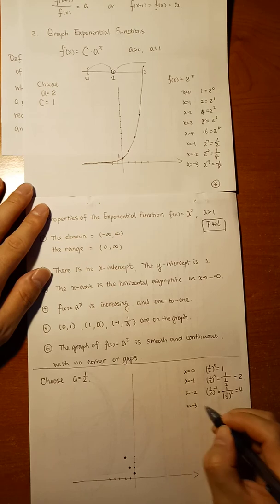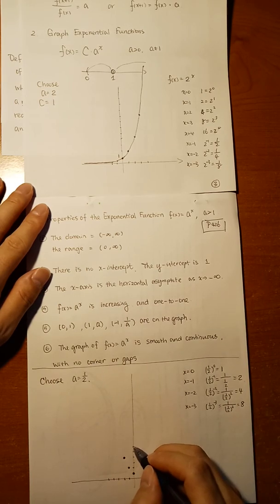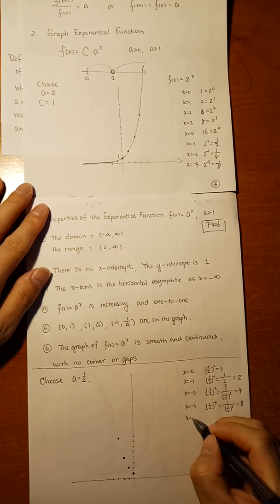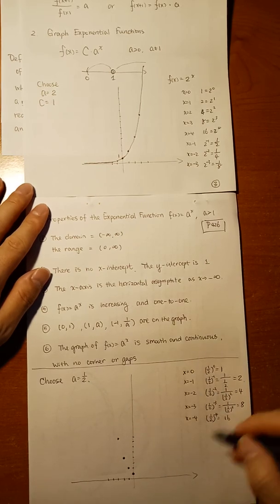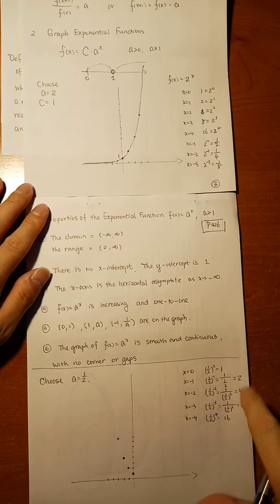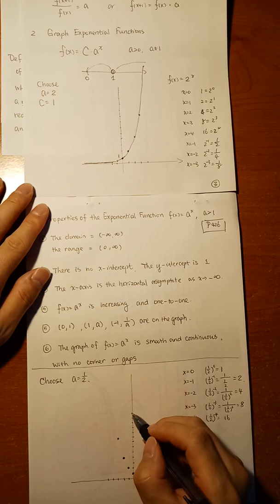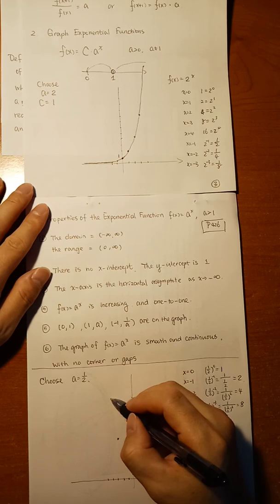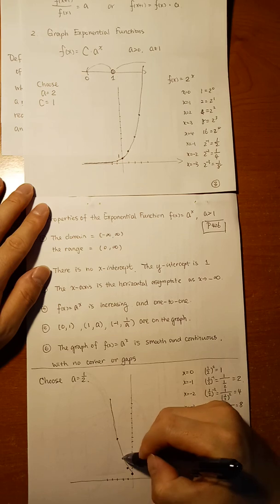And if you have -3, 1/2 to -3 is 1 over 1/2 cubed, which is 8. And for x equal to -4, 1/2 to -4 is 16. You just put it in the denominator, you get 1 over 16, and flip it back, you will get 16. Okay, so you connect them. This is the negative part.